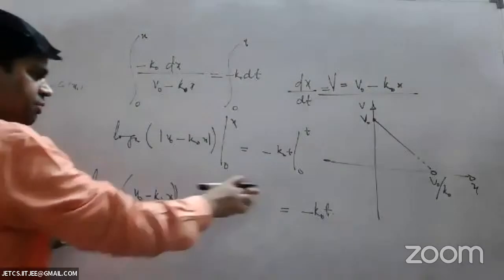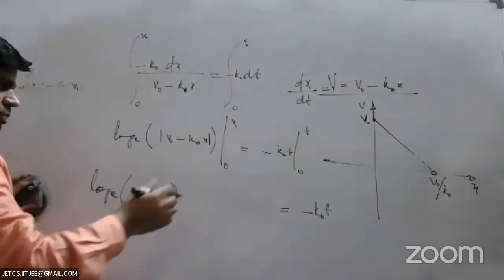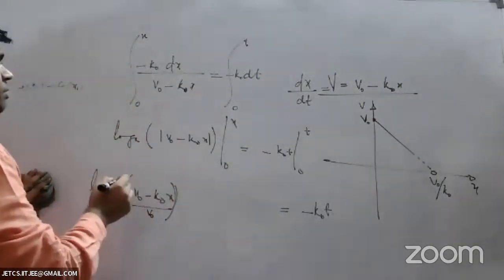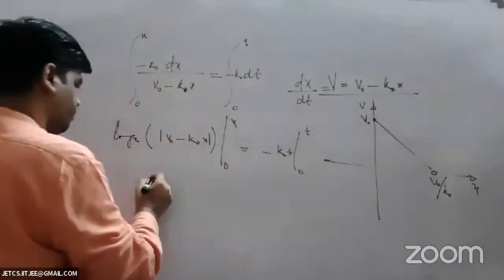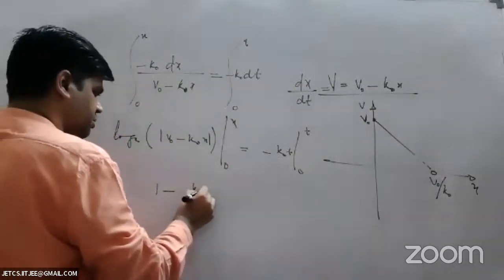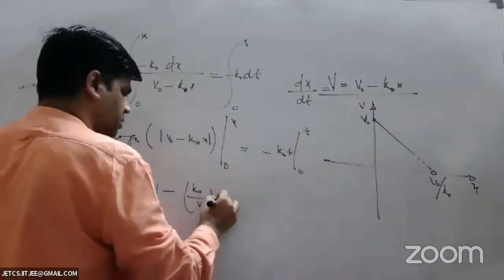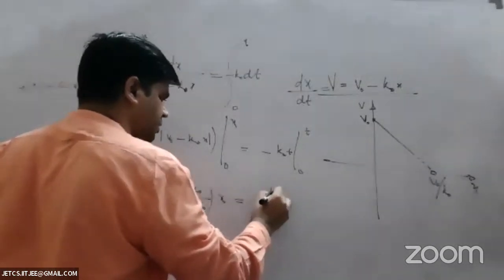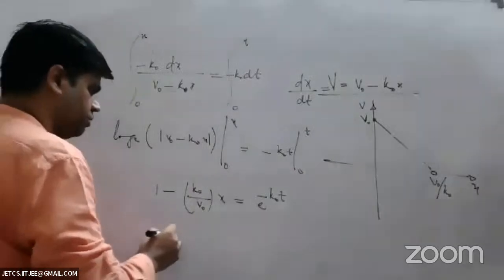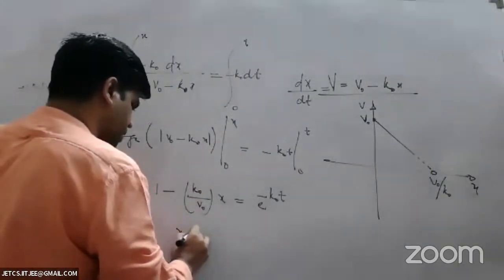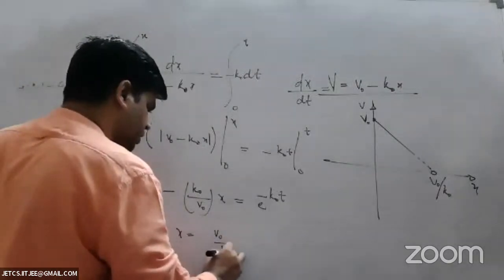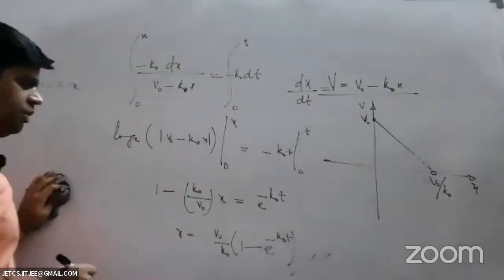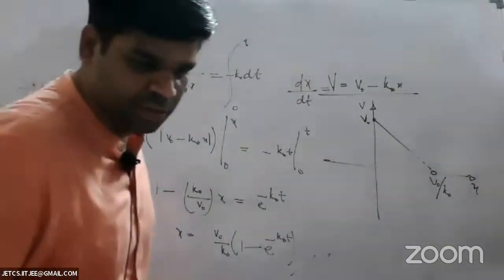Okay, now I got this function is equal to minus k naught t. So I will write exponential on both the sides. So I'll get e power (1 minus k naught by v naught into x) is equal to e power minus k naught t. So x is equal to v naught by k naught into (1 minus e power minus k naught t). I got x as a function of time. That's what he was asking, right?